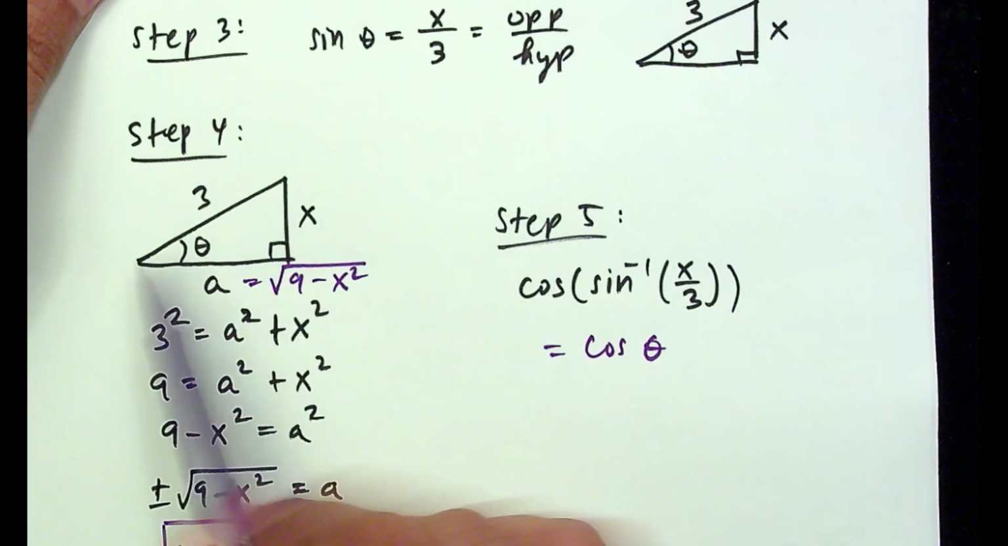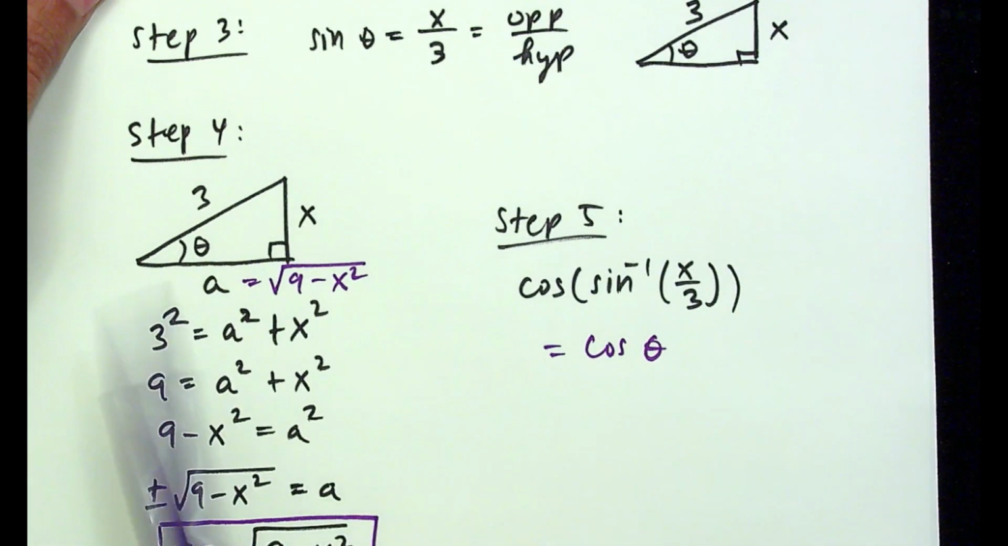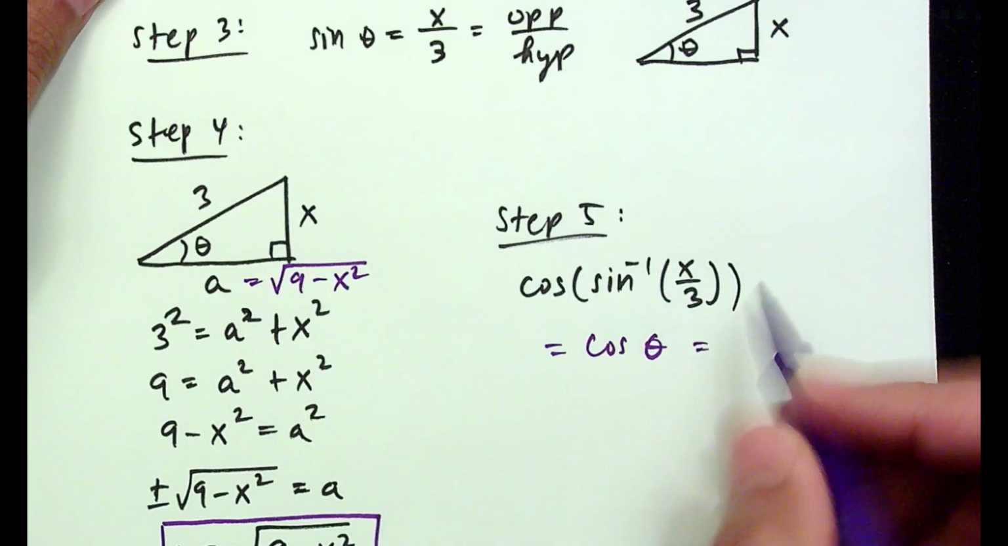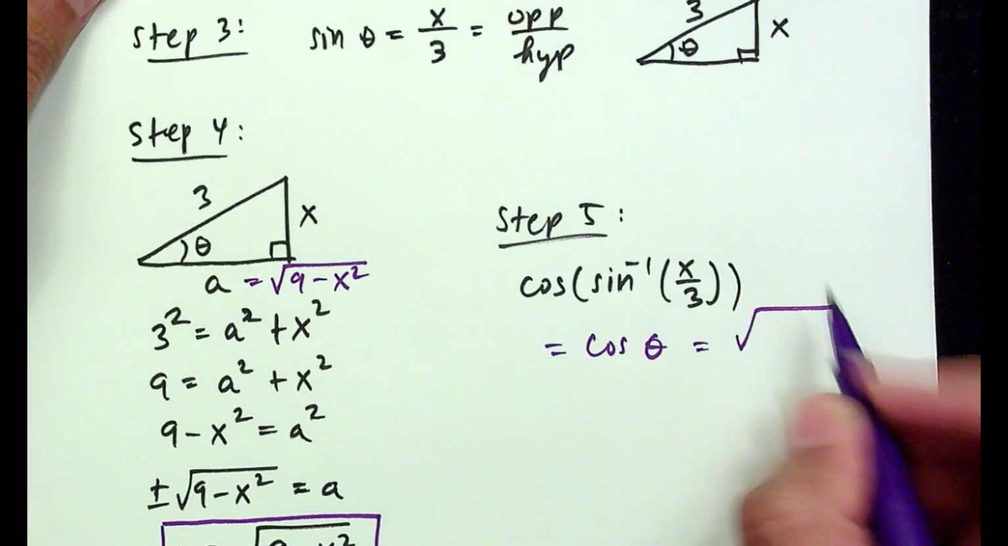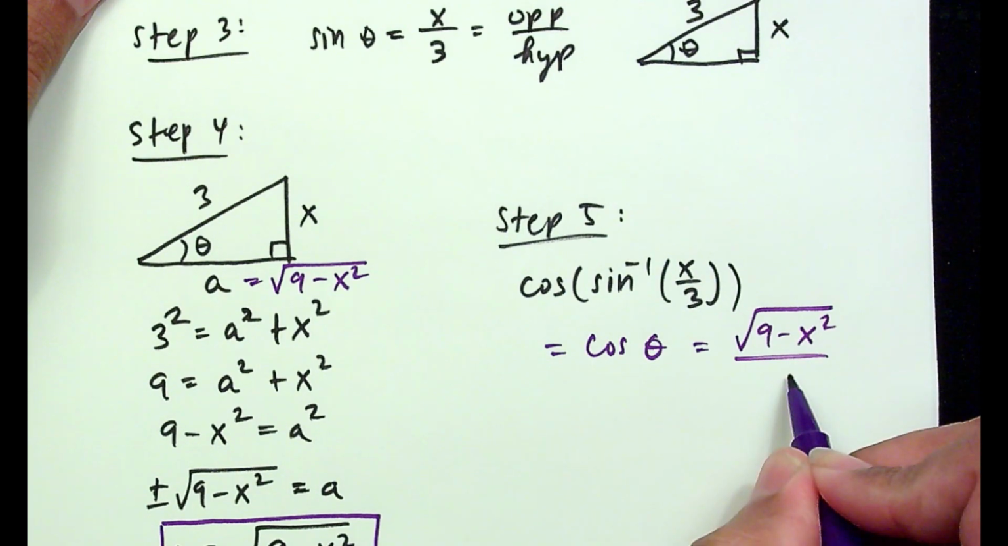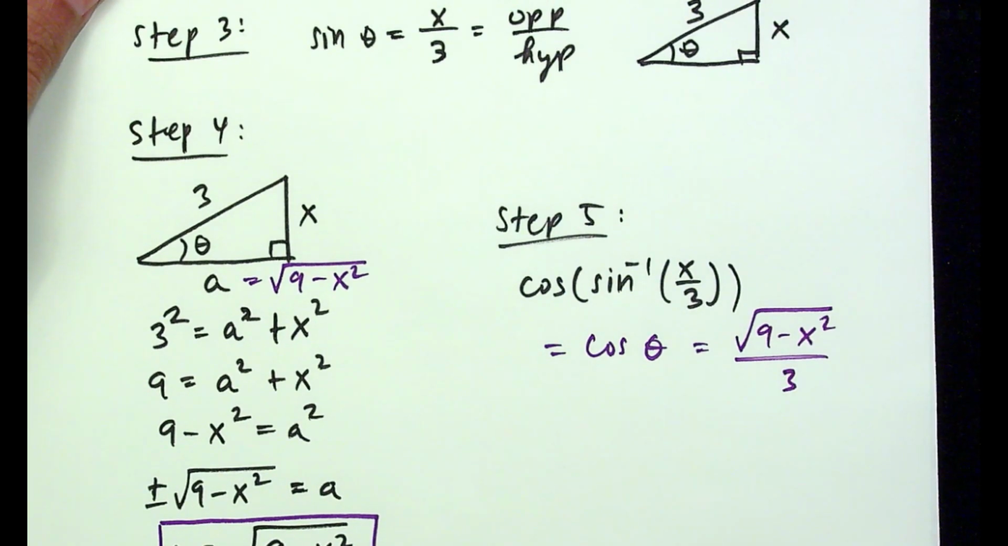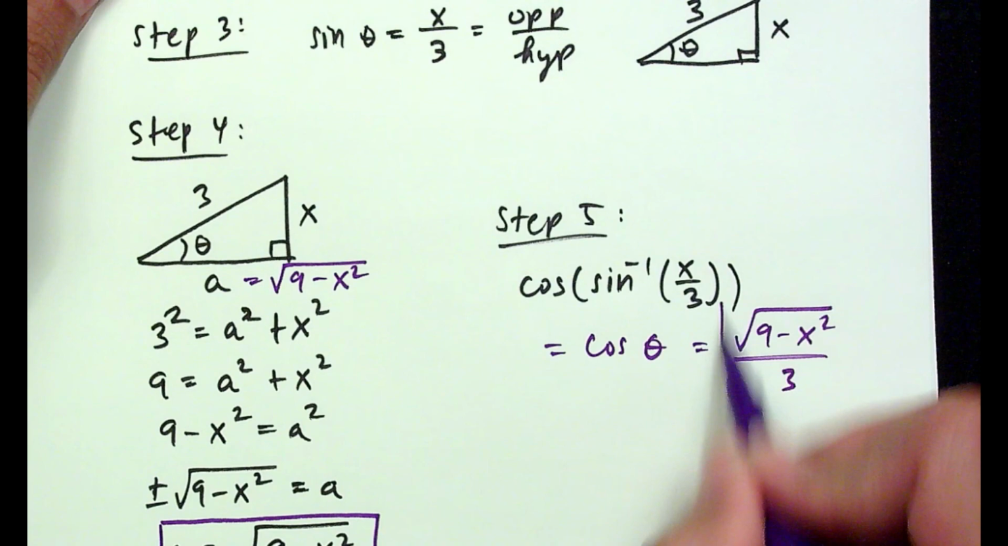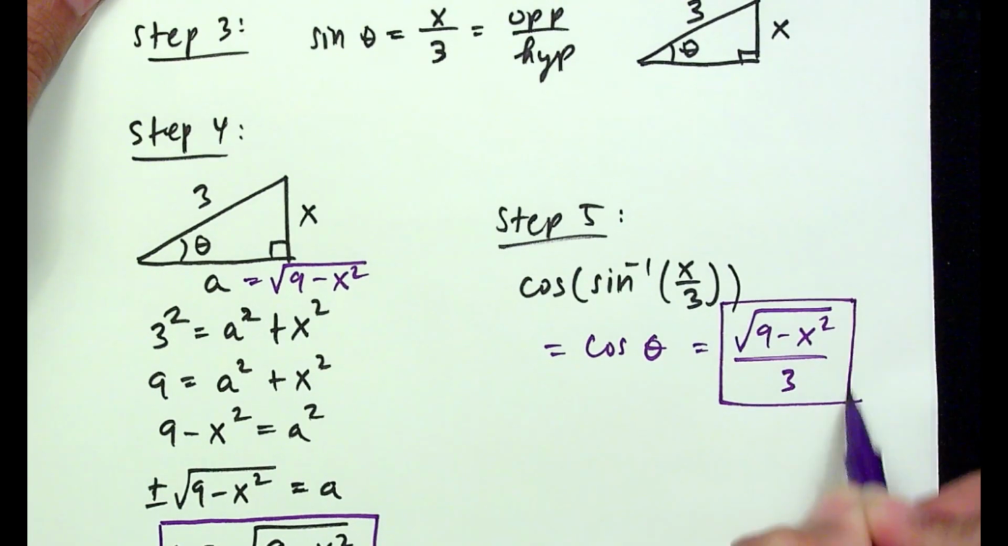And we have this picture here. From this picture, what is cosine of theta? That would be adjacent over hypotenuse, which is 3. And that is it. This cannot be simplified, so that is the final answer.